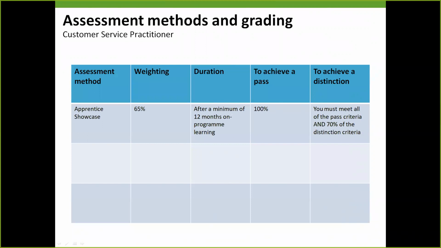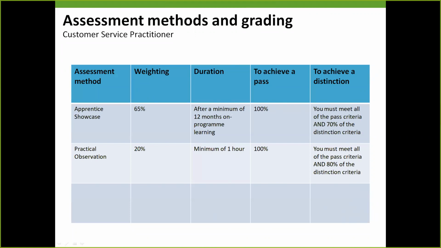showcase. And the showcase may include things like work-based evidence. It could be customer feedback, recordings. It also could be things like witness testimonies and statements, reviews and managers' reviews and performance appraisals.